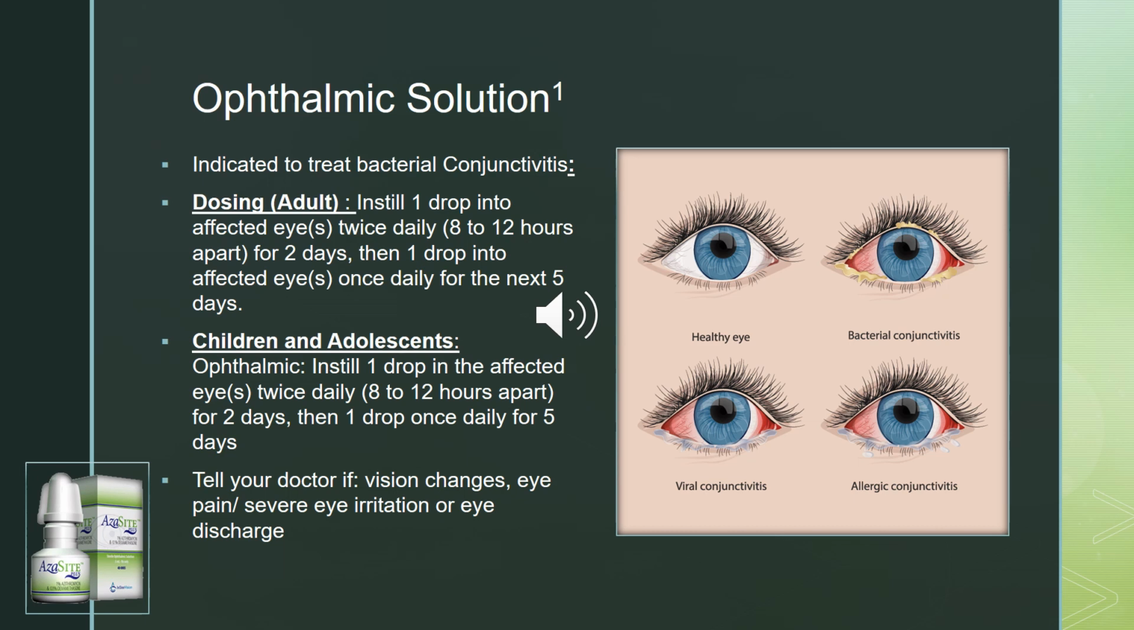For the adult dosing, we instill 1 drop into the affected eye. It could be 1 or 2 of the eyes, twice daily for 2 days, then 1 drop into the affected eye once daily for the next 5 days. In children and adolescents, we are going to instill 1 drop into the affected eye twice daily for 2 days, and then 1 drop once daily for 5 days. And we're going to make sure to counsel our patient to tell their doctor if there are any vision changes, eye pain, severe eye irritation, or eye discharge.